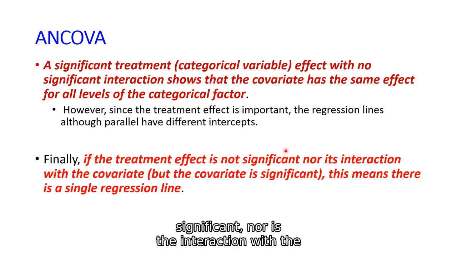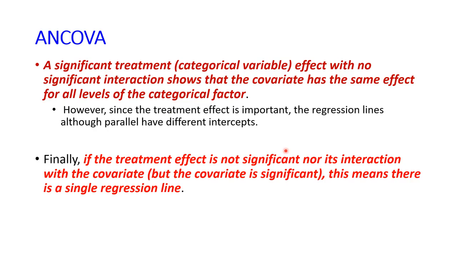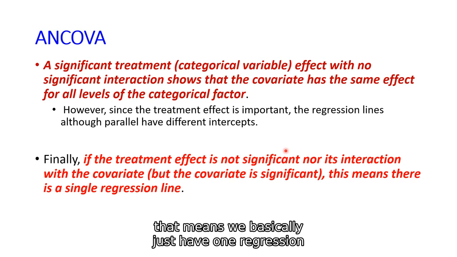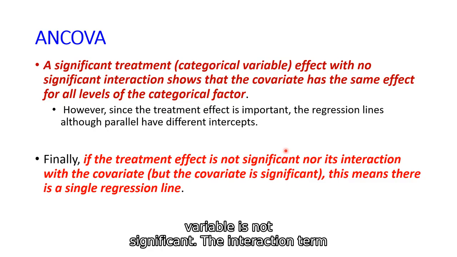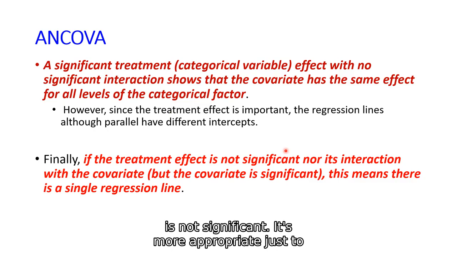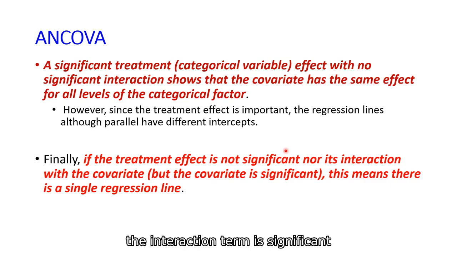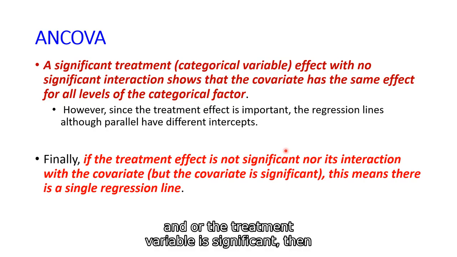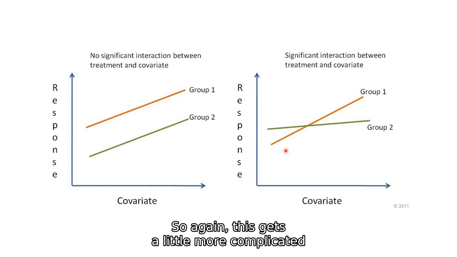If the treatment effect is not significant, nor is the interaction with the covariate, and just the covariate is significant, that means we basically just have one regression line. So if our treatment variable or categorical variable is not significant and the interaction term is not significant, it's more appropriate just to do a simple linear regression than anything else. But if the interaction term is significant and/or the treatment variable is significant, then the ANCOVA is the most appropriate thing to do. Okay?